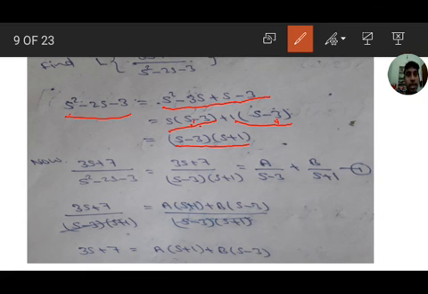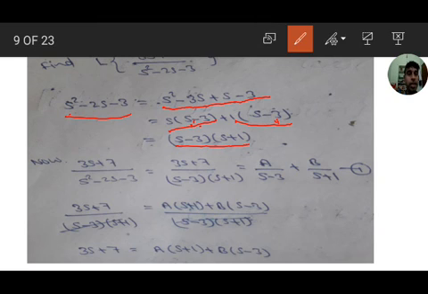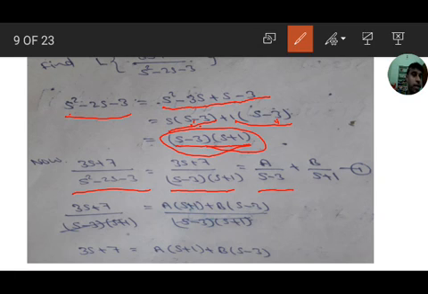So 3s plus 7 by s square minus 2s minus 3 equal to 3s plus 7 by s minus 3 into s plus 1. We got two factors, s minus 3 and s plus 1. Here there are two linear factors, therefore in the first case it can be A by s minus 3 plus B by s plus 1. It is the same process as partial fractions.